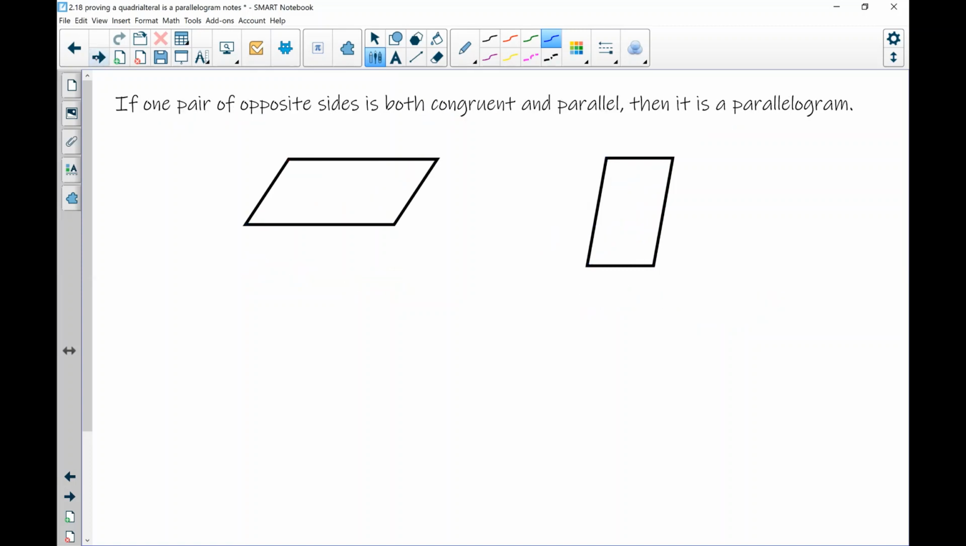Another way is if one pair of opposite sides is both congruent and parallel. It has to be both. It has to be marked as congruent and parallel, then it is a parallelogram. How do we show that they're congruent? We put tick marks. How do we show that they're parallel? You can put arrows. So if you see that it's congruent and parallel and it's the opposite sides, then that is a parallelogram.